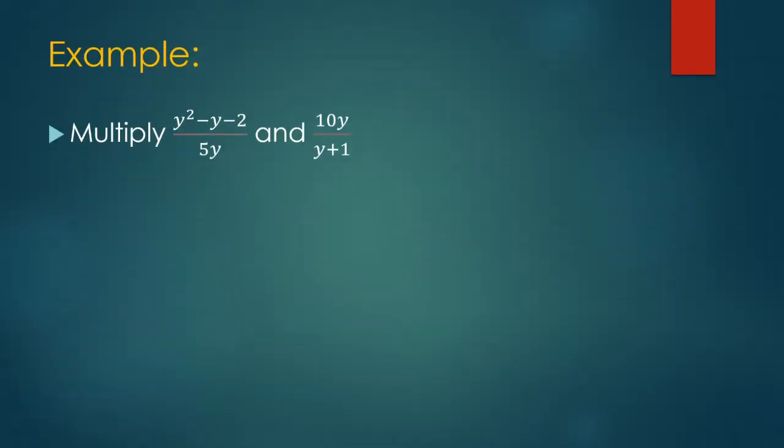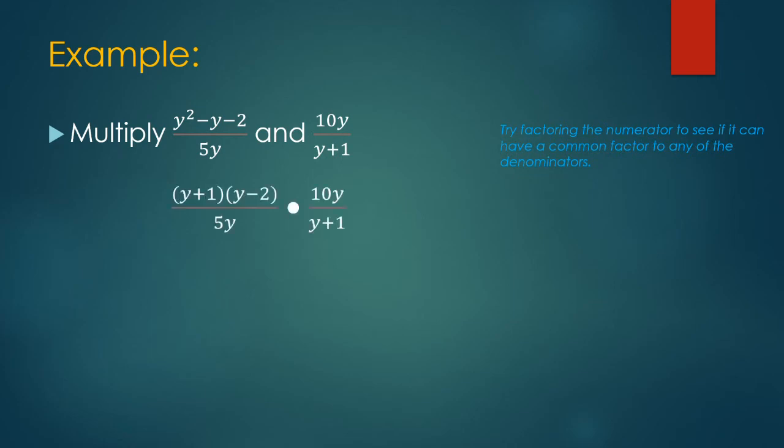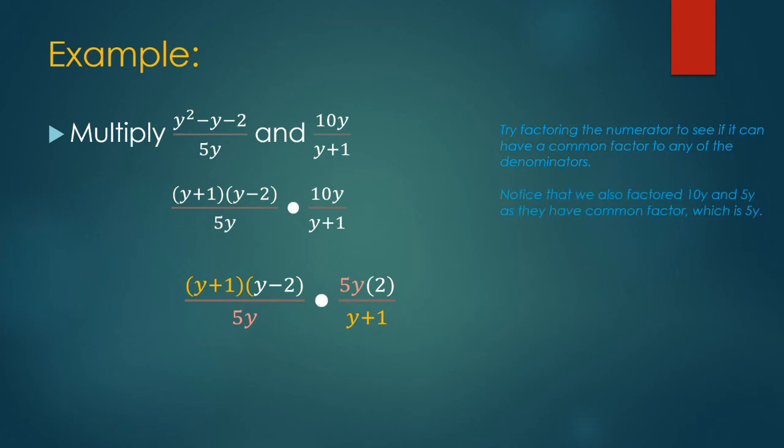Next example. Multiply y squared minus y minus 2 all over 5y and 10y over y plus 1. So, here, we will try factoring the numerator to see if it can have a common factor to any of the denominators. Actually, kahit hindi lang siya sa numerator, pero kahit anong expression na factorable, i-factor muna natin before we multiply them. So, y squared minus y minus 2 is factored as the product of y plus 1 and y minus 2. Then, pwede rin naman natin i-factor si 10y and 5y. Kaya, the factors are like that.